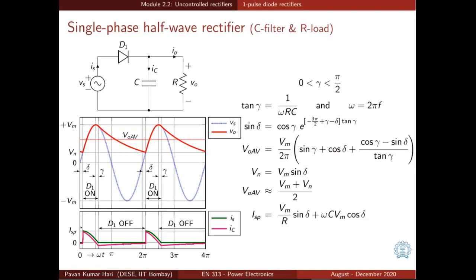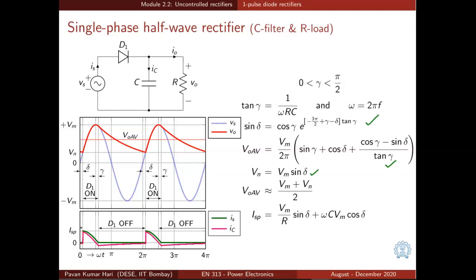So to summarize, we have calculated the instant at which the diode turns off in this circuit. That can be obtained by tan gamma equal to 1 by omega RC. And omega is nothing but the angular frequency of the input AC source, and if the source is 50 Hz, then omega is 2 pi into 50. Then we can obtain the delta value by solving the second equation iteratively, and once we know gamma and delta, we can calculate the average output voltage VO average by the third expression. And what is the minimum value of output voltage? It is Vm sin delta.